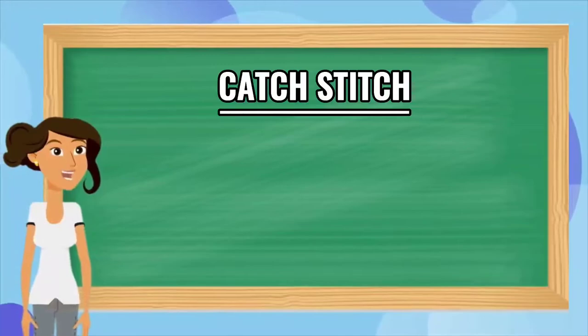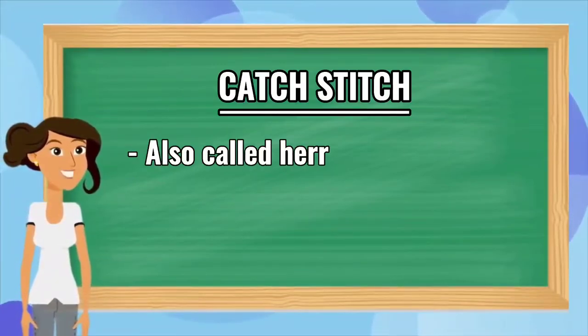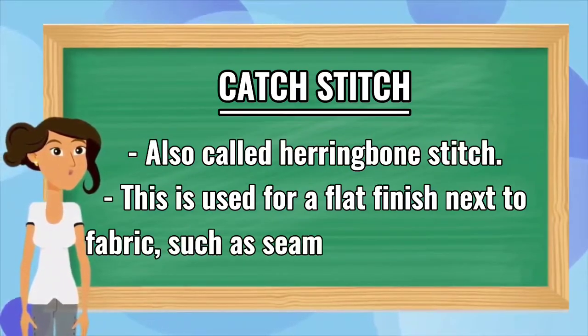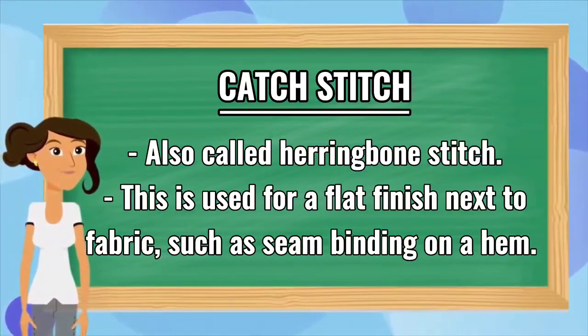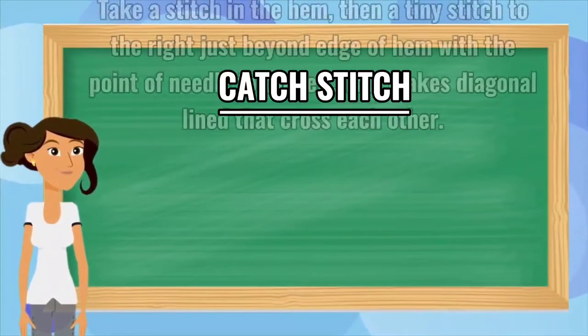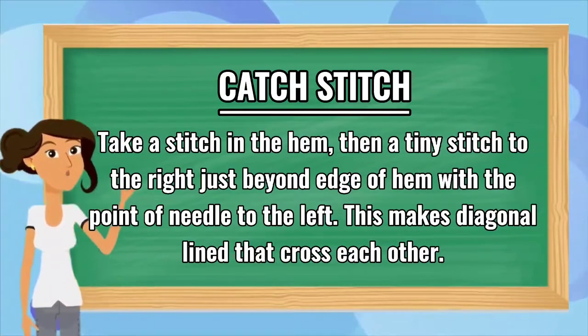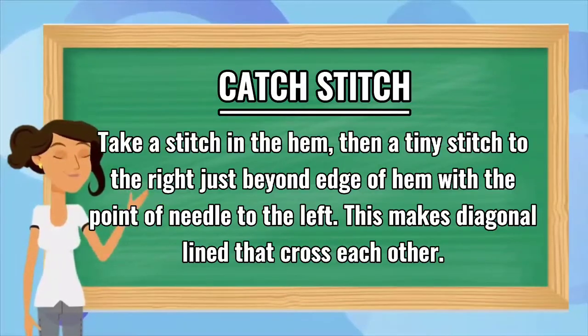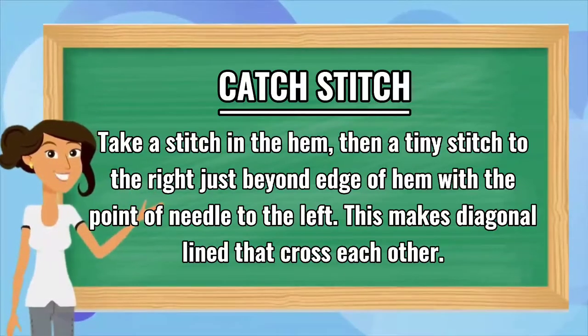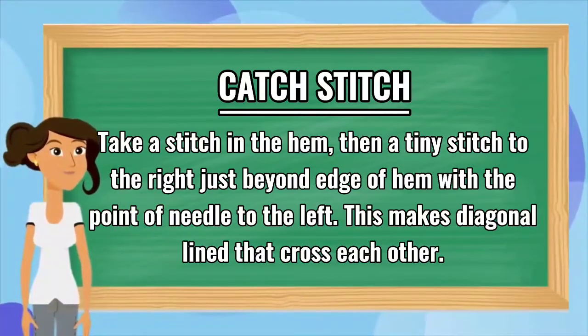Catch stitch. Catch stitch is also called herringbone stitch. This is used for a flat finish next to the fabric, such as seam binding on a hem. To make this stitch, hold the open hem edge away from you. Work from left to right. Take a stitch in the hem, then a tiny stitch to the right just beyond the edge of the hem with the point of the needle to the left. This makes diagonal lines that cross each other.